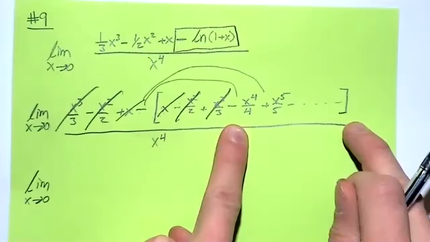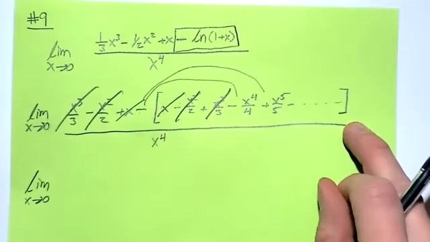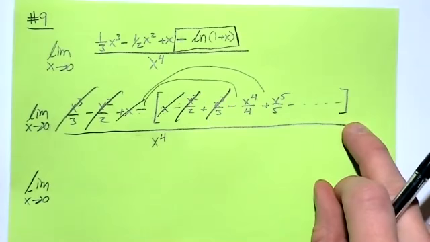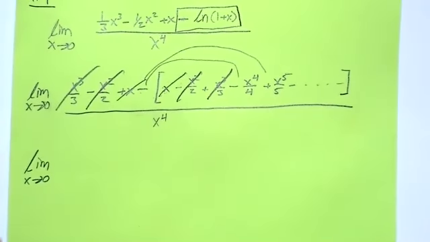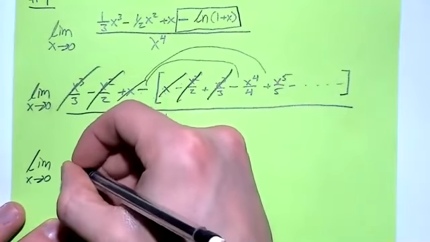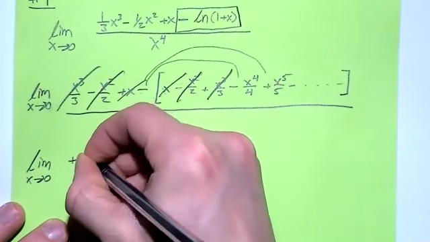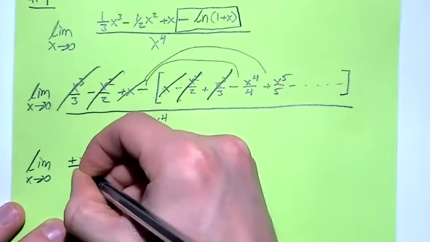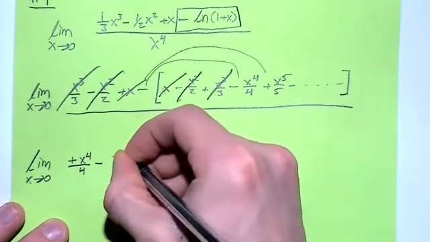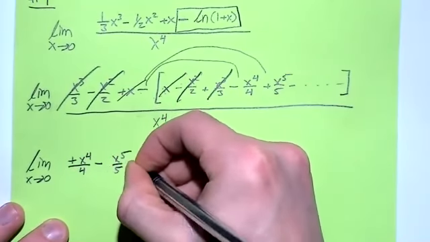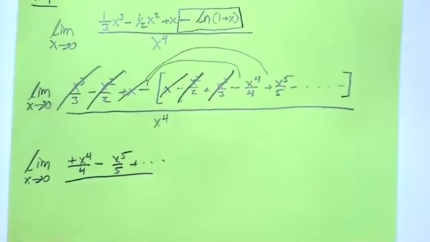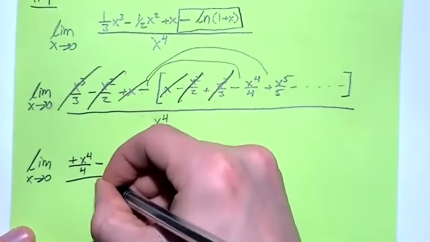It will turn this next term into a positive x to the 4th over 4 and a negative x to the 5th over 5. So if I rewrite this now with stuff canceled, we'll be left with plus x to the 4th over 4 minus x to the 5th over 5 plus so forth. And then we're divided by x to the 4th.